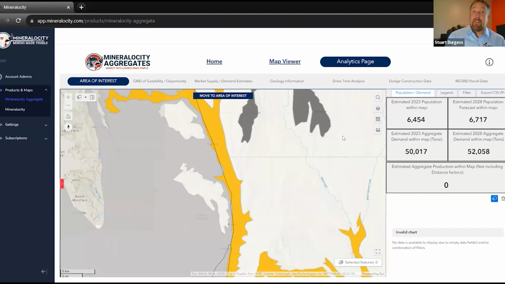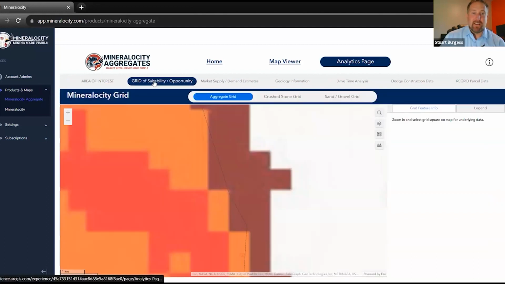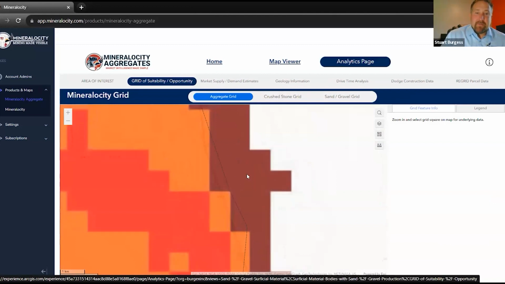And we've been able to determine all this with the Mineralocity platform in about 5 minutes. So you can see the amount of time savings, and you can do this across the entire country. We're just looking at one specific area. So we've looked at the grid, we've looked at the market supply and demand. Let's zoom in here a little more and let's take a closer look at the grid. So we've got these areas, and the dark red is the most favorable.